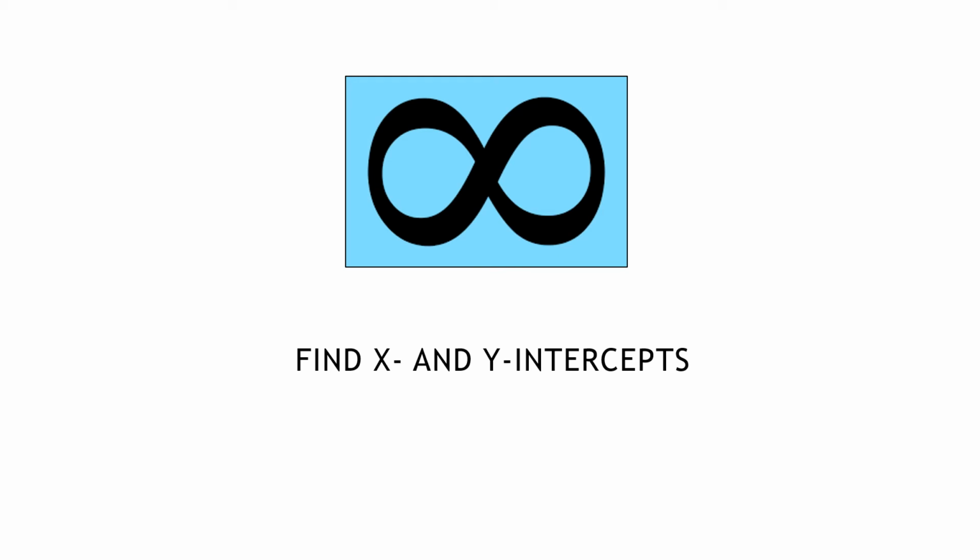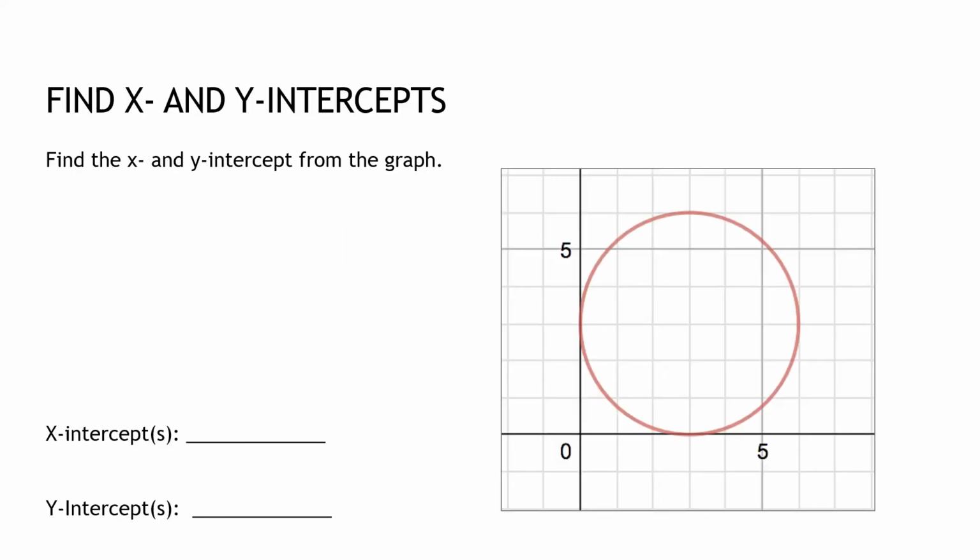The last part of section 2.1 is to talk about x and y intercepts. Keep in mind that x and y intercepts are just the points where our graph of our function crosses the x or y axis. So we might have just one x-intercept and one y-intercept. We might have a couple. We might have three. It kind of just depends on our function.